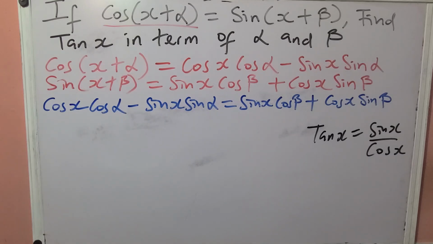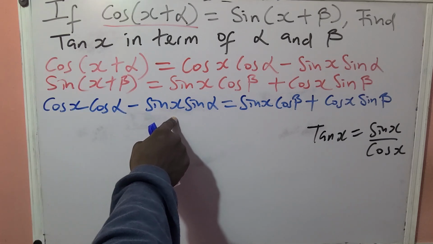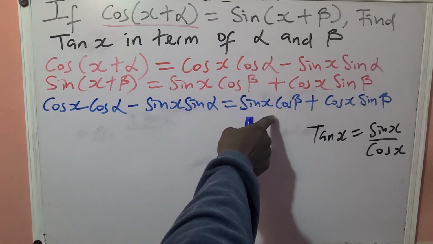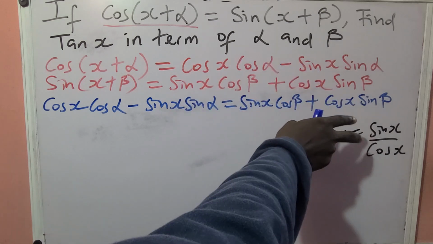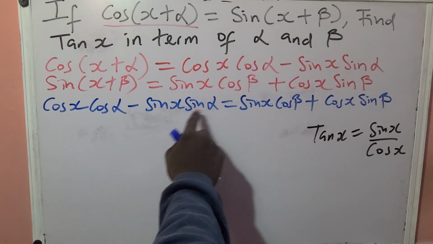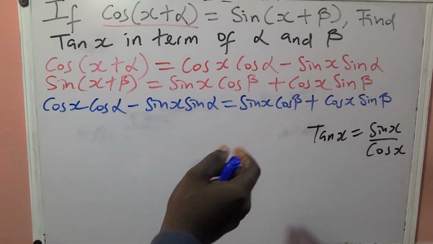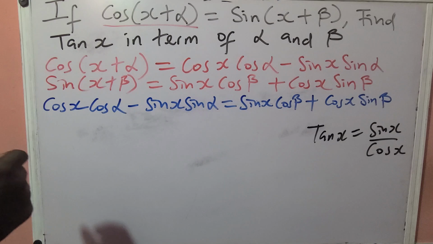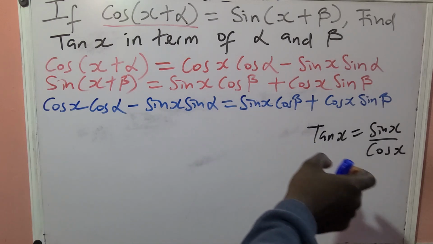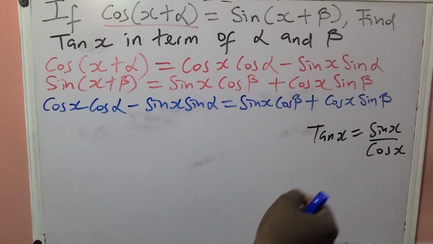So I'm going to endeavor to fix this in. I can see this is sine x, and this is sine x. So I will move all the sine x terms to one side, and whatever I see cos x in, I move them to one side. What I want to do next is factorize cos x outside, and factorize sine x outside. Then from there, I'll be able to say sine x divided by cos x will be my tan x. So that's the whole idea towards solving this particular kind of question.